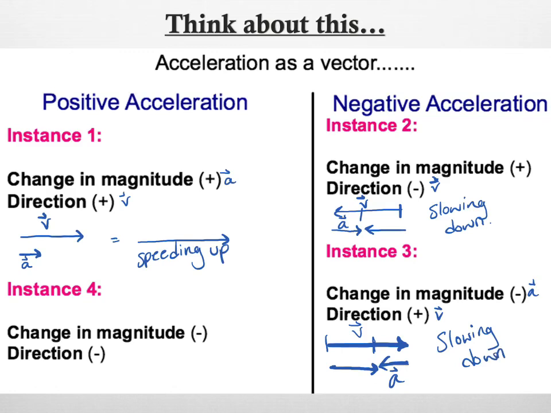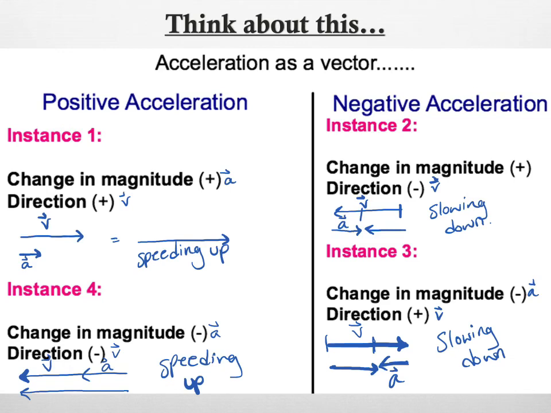Are you noticing a pattern here for when it's slowing down? So let's go over our fourth and final instance on the left corner here. Here we have our initial velocity in a negative direction, and the change in magnitude in a negative direction. So for example, say velocity is going to the left, and then our acceleration, guess what, is also pushing it to the left. What happens there? We're going way more to the left. So this is speeding up.